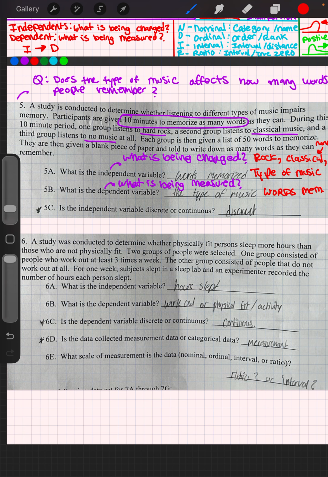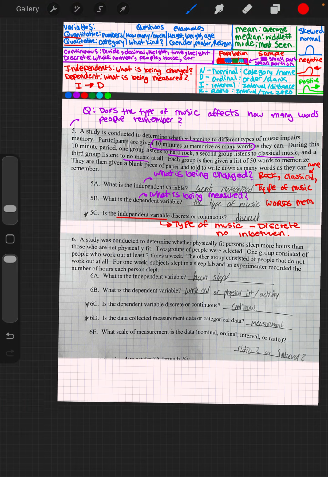So is the independent variable discrete? Well, it is discrete. The independent variable is type of music, and this is going to be discrete because there's no in between. You can't be continuous with music.